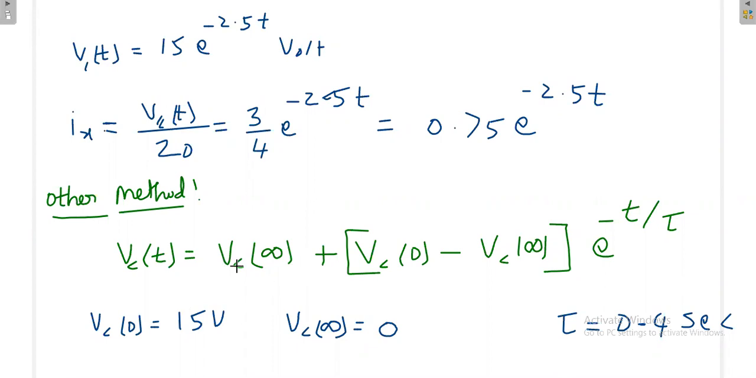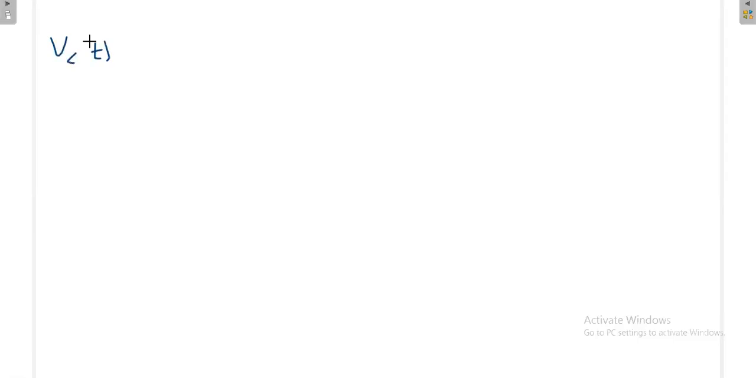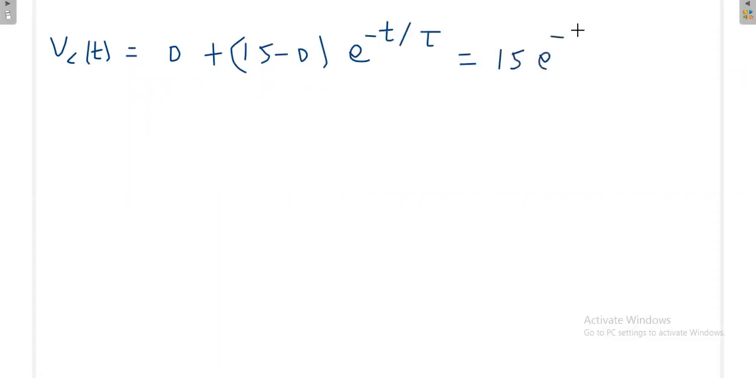We know Vc infinite and we know Vc 0, so simply substitute here. Vc of t is equal to 0 plus 15 minus 0, e power minus t by tau, is equal to 15 e power minus 2.5 t, because tau is 0.4. So again, finally we have calculated Vc of t, 15 e power minus 2.5 t.